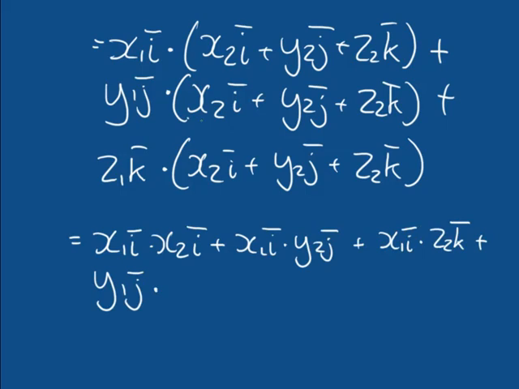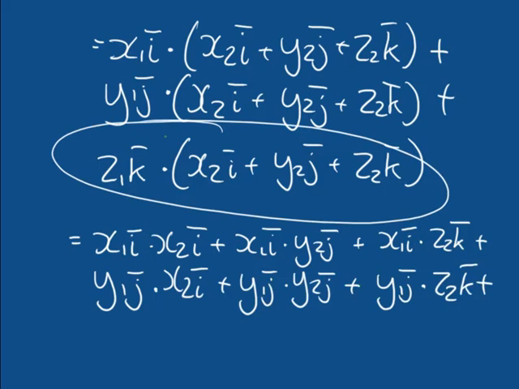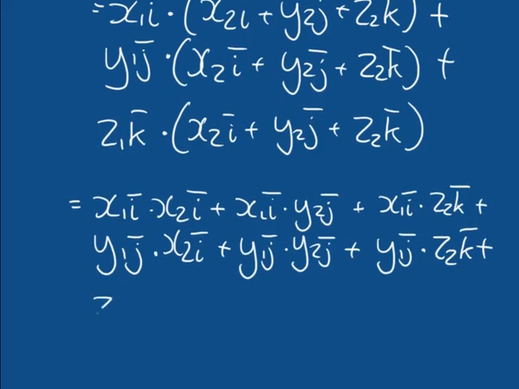y1j dotted with x2i, added to y1j dotted with y2j, added to y1j dotted with z2k, added to, we now need to expand this part of our equation, so added to z1k dotted with x2i plus z1k dotted with y2j, added to z1k dotted with z2k.